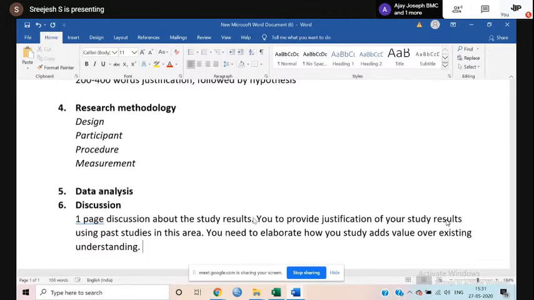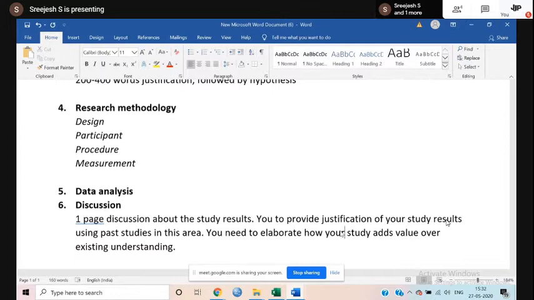right? So it means a one-page discussion about your study result, one page or 1.5 pages maximum, and every result should be discussed in detail. When you are discussing these results in detail, you need to say that your study found results which match with or differ from previous study results, and you need to give justification based on existing literature. You need to make citations here. That is very important. And you need to elaborate how your study adds value over existing understanding. So that is what discussion is.